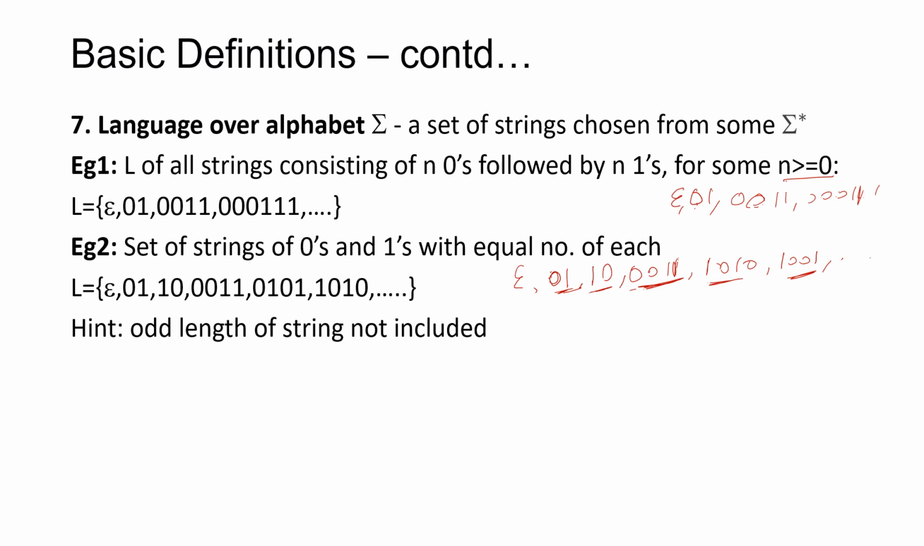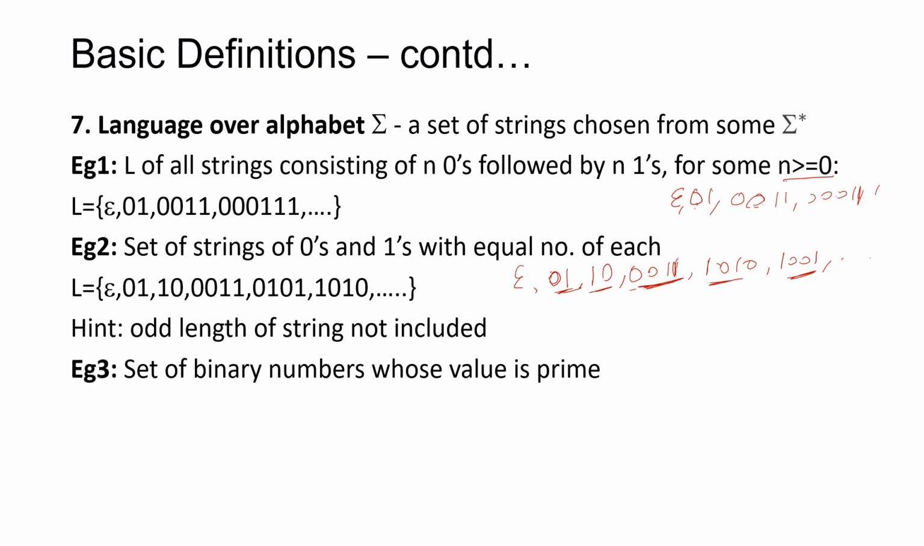Another example, the set of binary numbers whose value is prime. We know binary numbers are combinations of zeros and ones. Let us start from 2, which we represent with 10, then 3 as 11, then 5, then 7, and so on. All these are binary numbers whose value is prime.